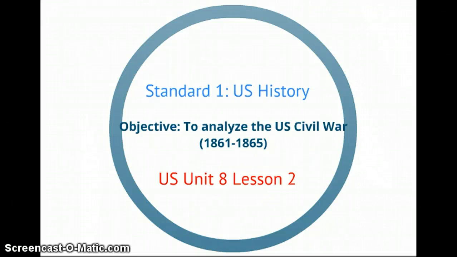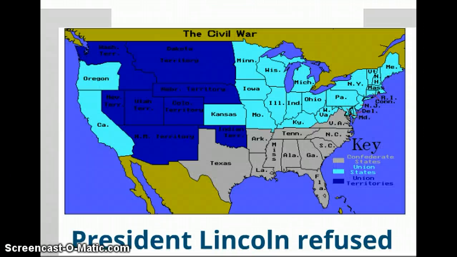In this lesson, we're going to take a look at key aspects of the United States Civil War, which was fought from 1861 to 1865. This map shows us the 11 southern states in gray that seceded or withdrew from the United States to form their own country, the Confederate States of America, otherwise known as the Confederacy.